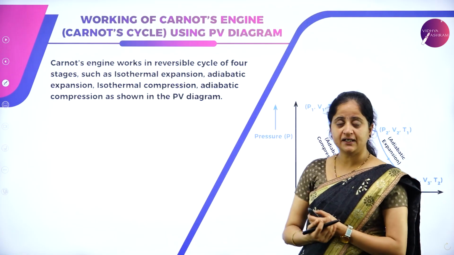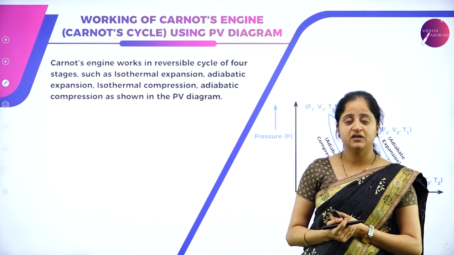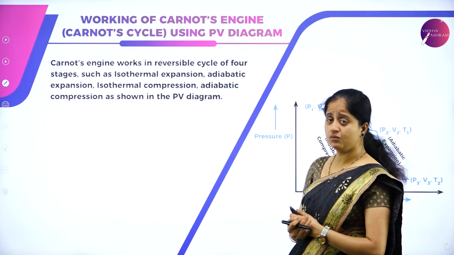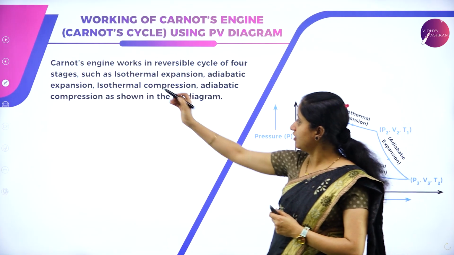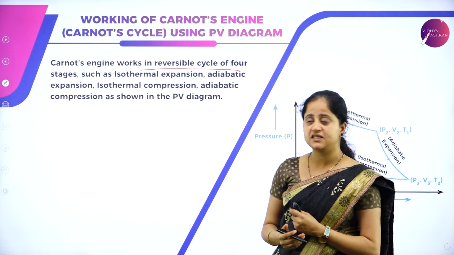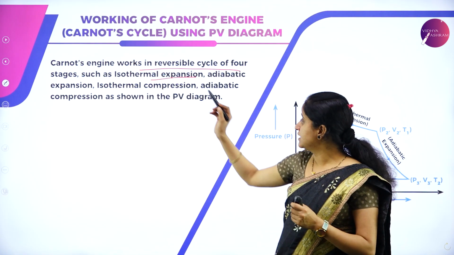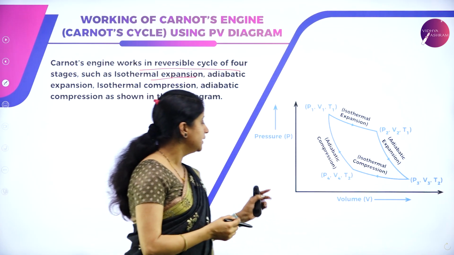So it's important, again, from an examination point of view: the working of the Carnot heat engine, or we'll also call it the Carnot cycle, using a PV diagram. What is a PV diagram? It's the variation of pressure with volume. The Carnot engine works in a reversible cycle of 4 stages. So what are the 4 stages? One is isothermal expansion, adiabatic expansion, isothermal compression, and adiabatic compression, as shown in the PV diagram.